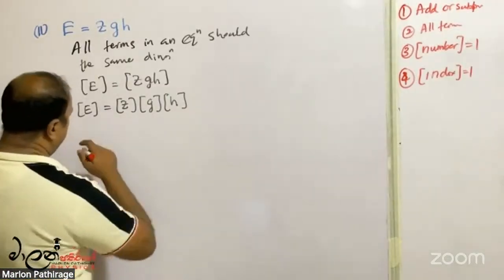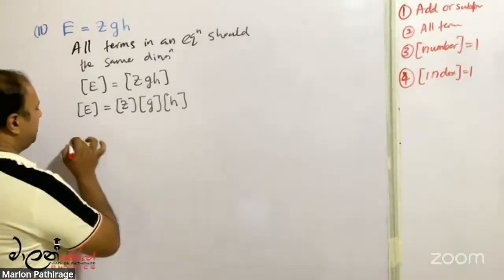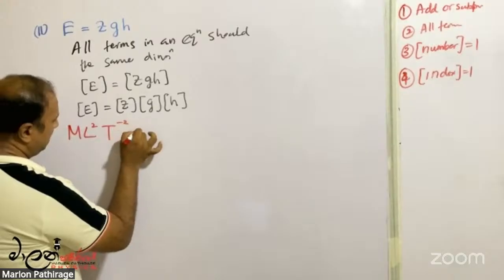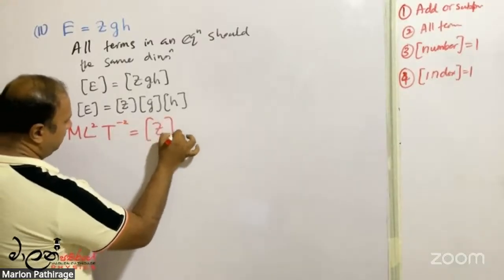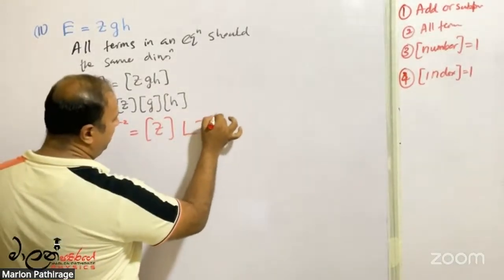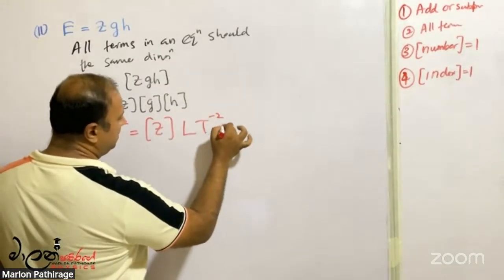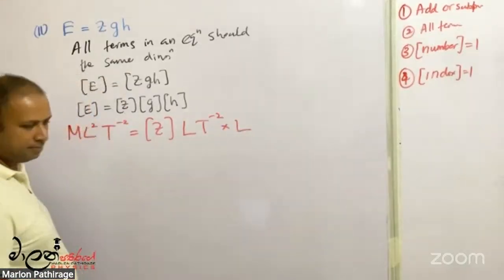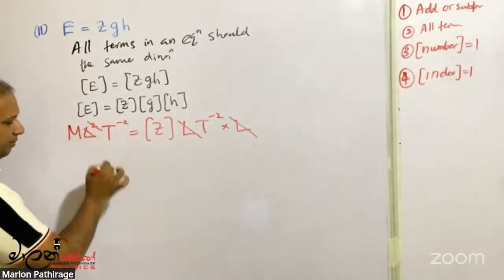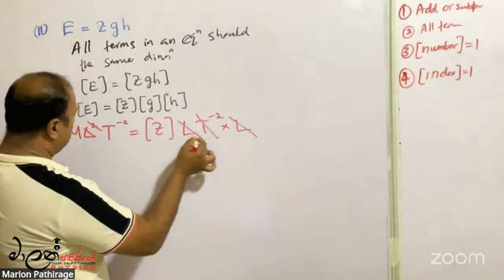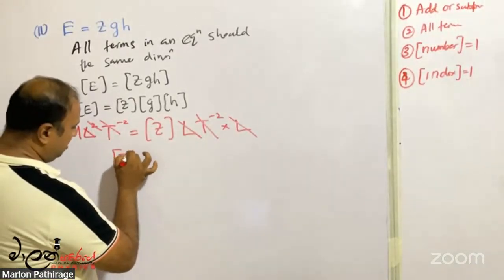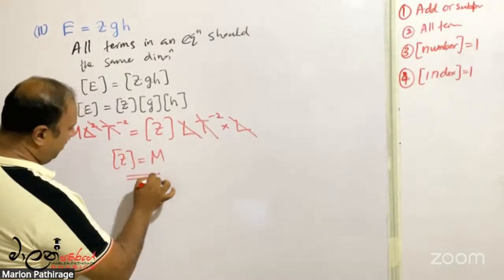Now you can apply. Dimension of E is equal to M L squared T to the minus 2. Dimension of G is L T to the minus 2, dimension of H means L. Here L to L, and T to the minus 2 will be cancelled out. Then dimension of Z is equal.